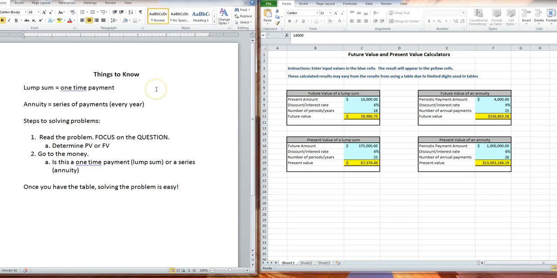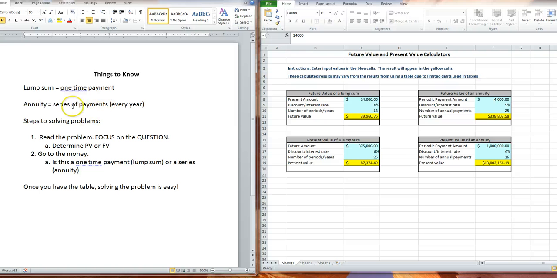Definitions. Time value of money. First of all, a lump sum is a one-time payment. For example, if you were to invest $5,000 at one time, that would be a lump sum. If you were to receive $100 one time only, that would be considered a lump sum. I want you to compare this to an annuity, which is a series of payments. An annuity would be something like you deposited $5,000 every year into an account that was earning interest. That's what we would call an annuity.